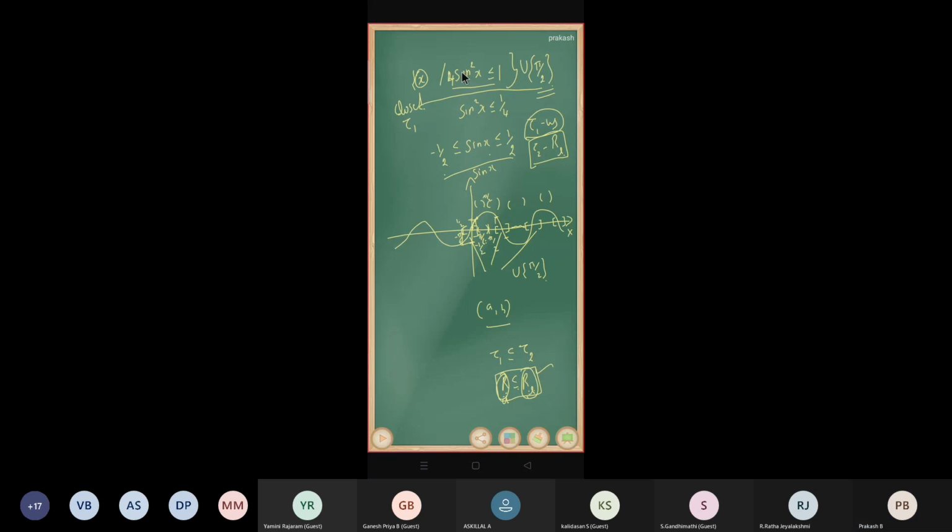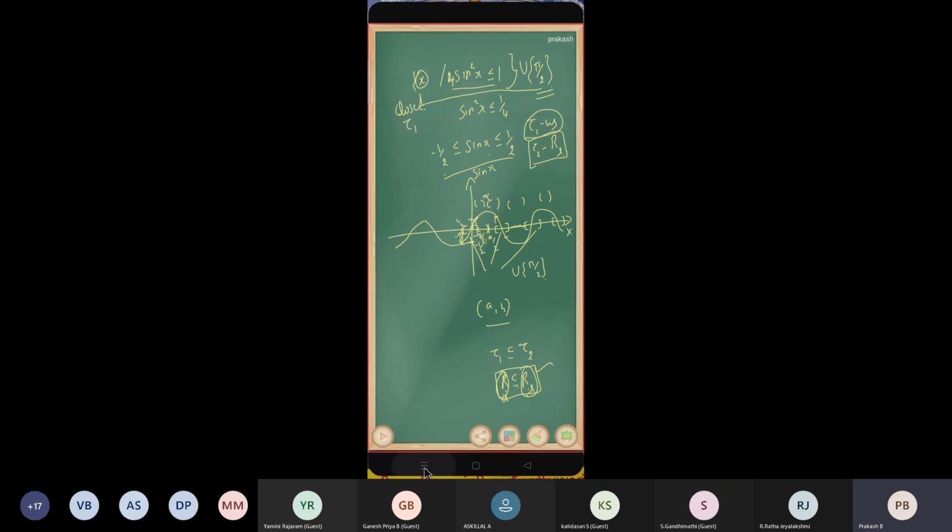Okay. So the option is C, which is closed in both (R, tau 1) and (R, tau 2).